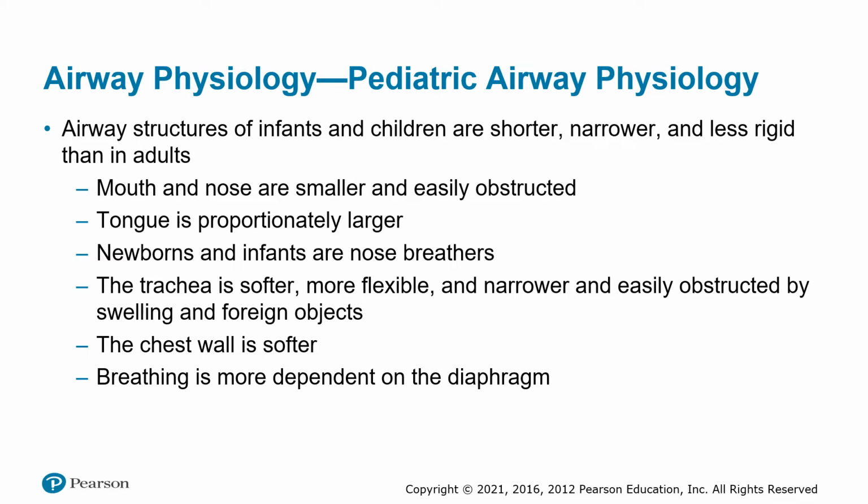The pediatric airway is shorter and narrower and less rigid. The mouth and the nose are smaller and more easily obstructed. The tongue is proportionally larger. Newborns and infants are nose breathers. The trachea is softer, more flexible, and narrower, and more easily obstructed by swelling and foreign objects. The chest wall is softer, and breathing is more dependent on the diaphragm.